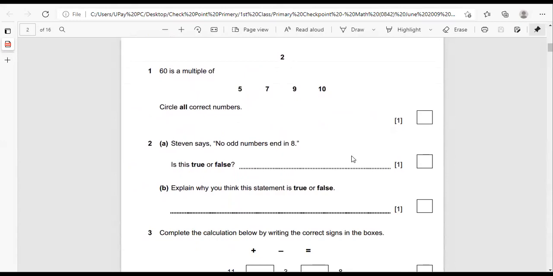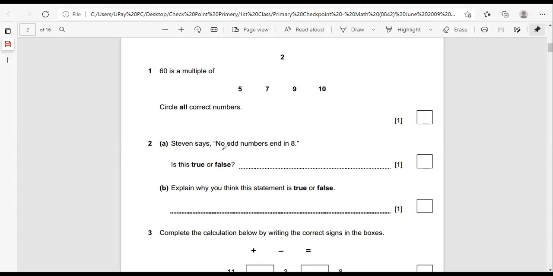So question number one, 60 is a multiple of... Okay, so you have to see what are the factors of 60 here is given. So 5 times you can get 60 and as well as 10 times you can get, not from these two. So you have to circle what are the correct answers. So 5 and 10. If you do that, you will get 1 mark here.